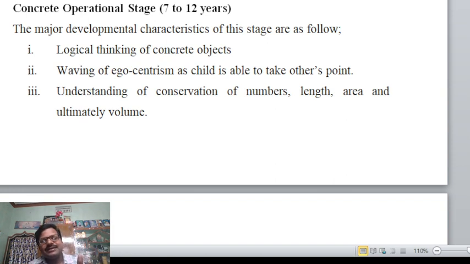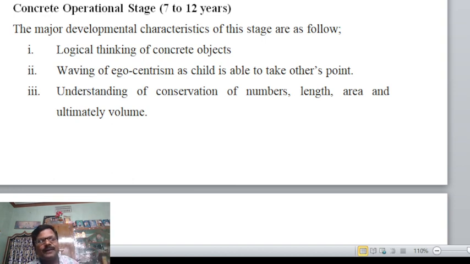But during this stage, the child will respect others, respect the opinion of others, respect the points of others. So waiving of egocentrism, as the child is able to take others' points. Understanding of conservation of numbers, length, area, ultimately volume.